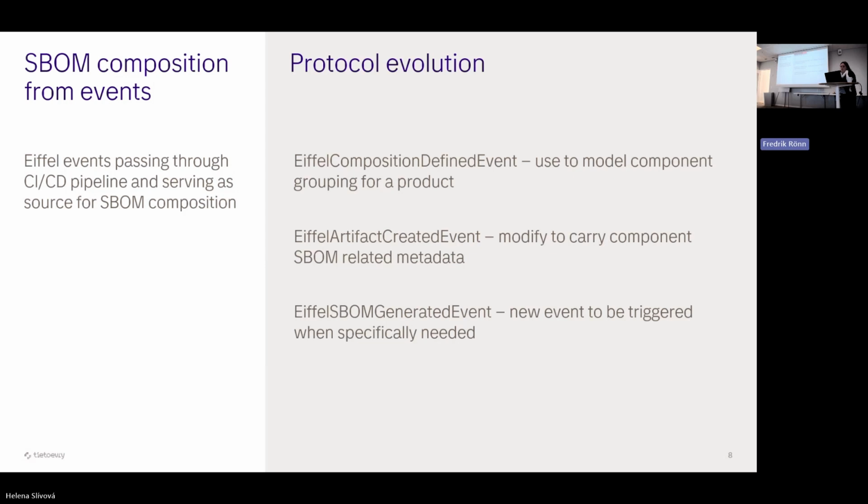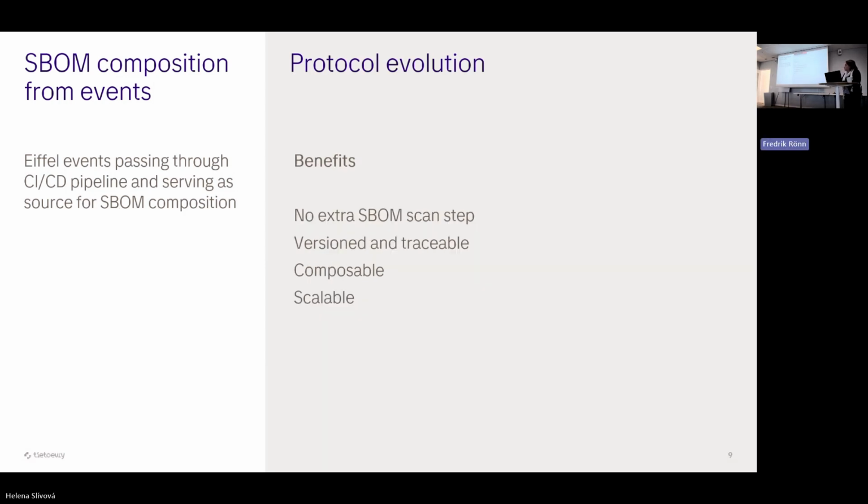It basically allows declarative SBOM generation without a need to scan artifacts or images. Events carry lots of the data, so we can just read it and assemble as we like. What I see as benefits from this approach is that we have no extra SBOM scanning step, because we already have all the information in the flow, in the pipeline. We just need to pick what we want to know.